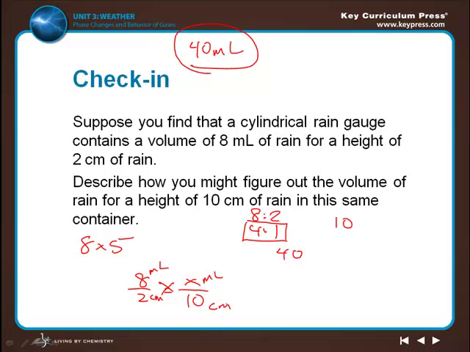For those of you who may not have gotten that same answer: 2x equals 80, and then x equals 40. And that's milliliters because the units here are milliliters. And this 5 is absolutely right. 8 times 5, where did the 5 come from? Well, the 5 came from the 10 to 2 relationship. So those are all ways of interpreting this answer.